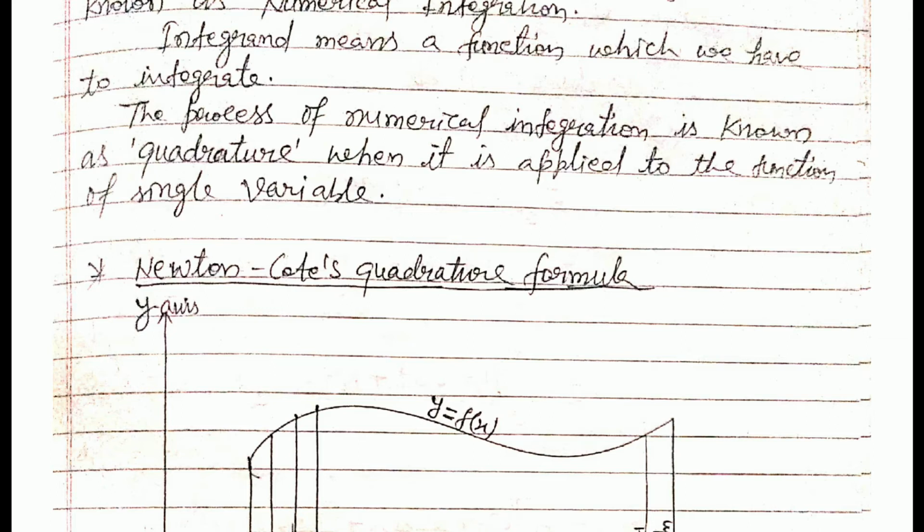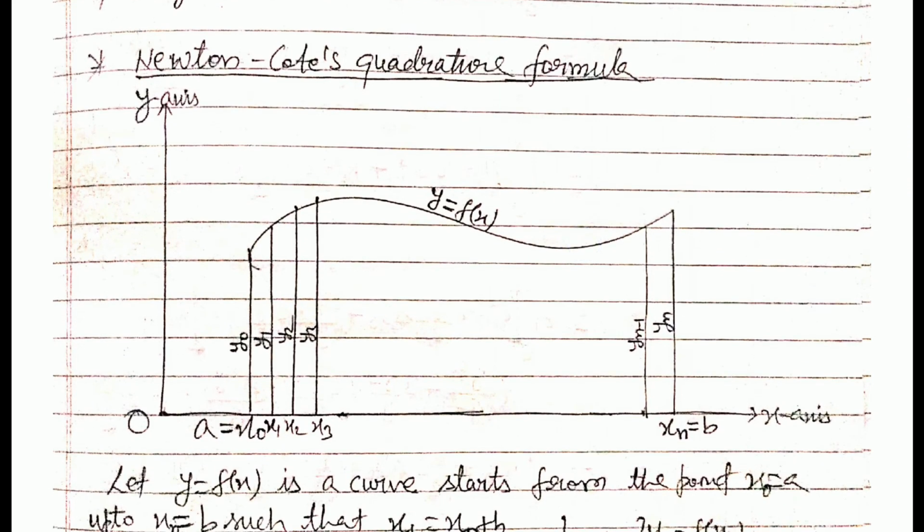To derive this, we draw a curve, y is equal to f(x), that's the function, and then we put its limits. The starting value of x is a, and the ending value of x is b. We divide this whole area into small strips of width h.